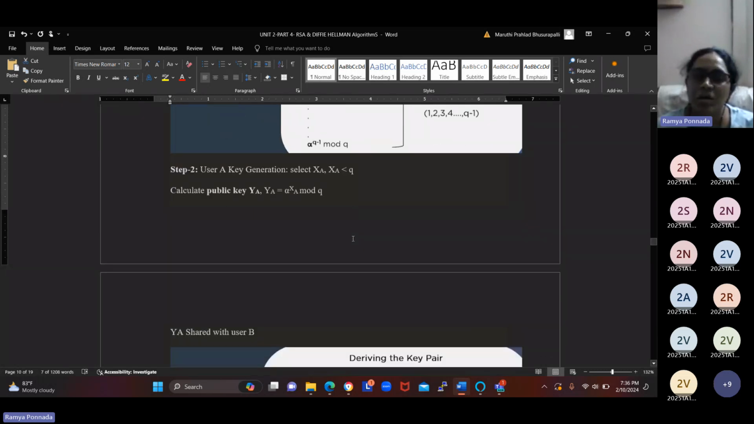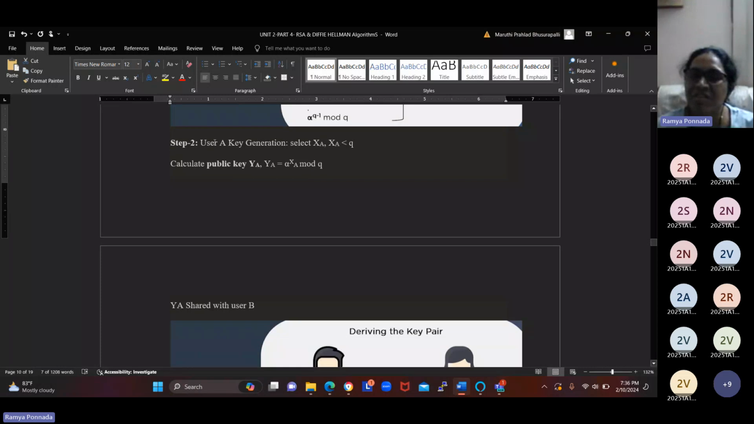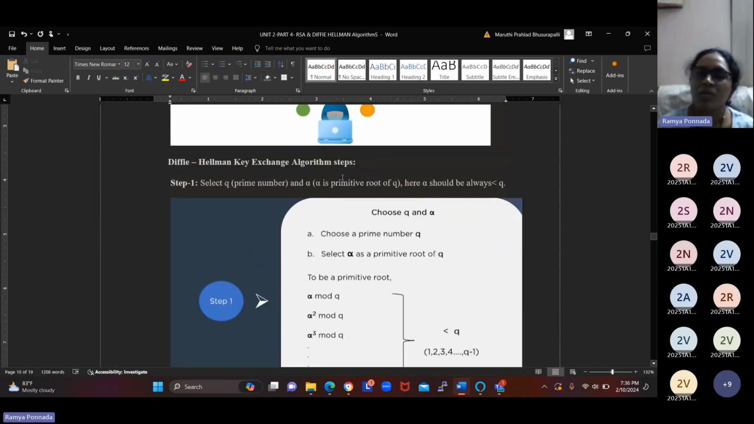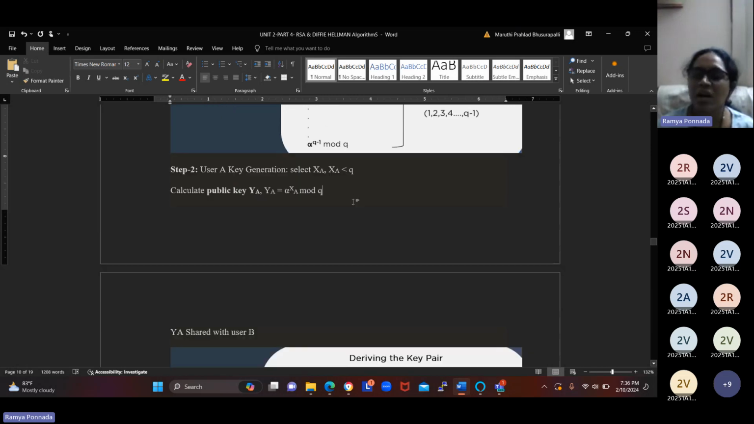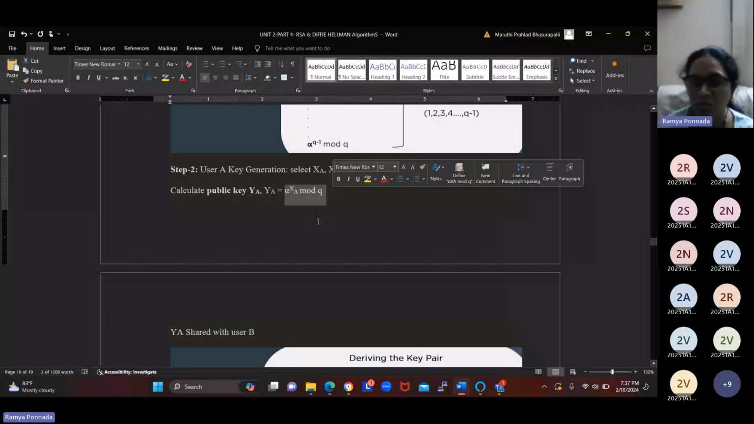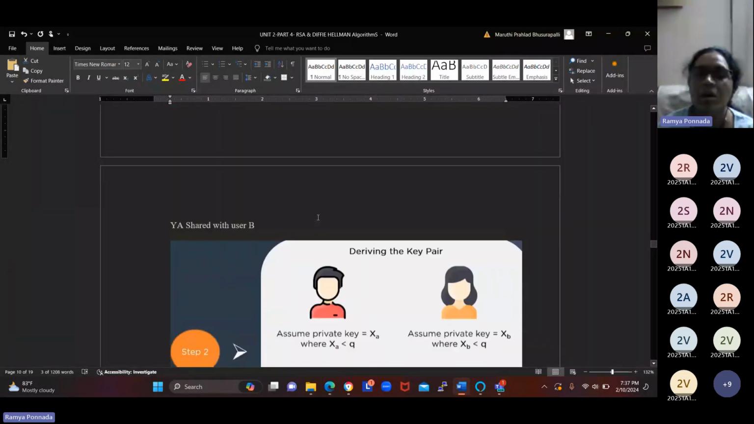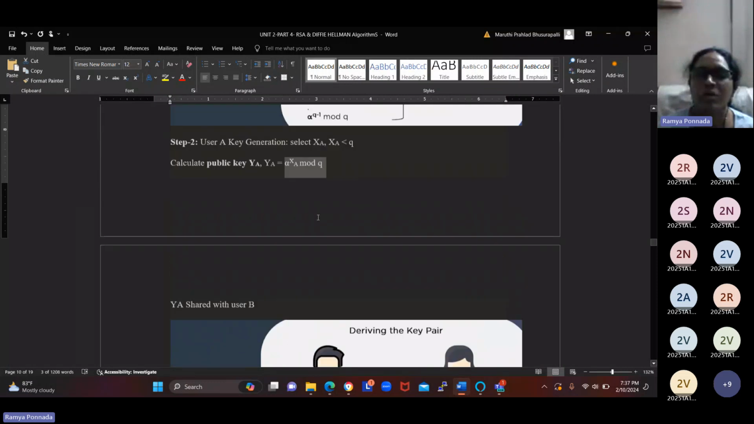Step number 2, you are going to generate a key. In order to generate that key, you take an XA value. Whatever the prime number q you have chosen, XA is going to be less than q. Next, you calculate the public key, YA. How is YA calculated? YA equals alpha power XA mod q. So this YA is going to be the public key.